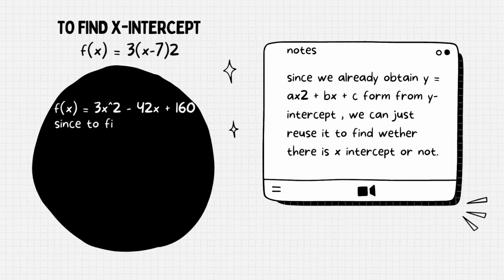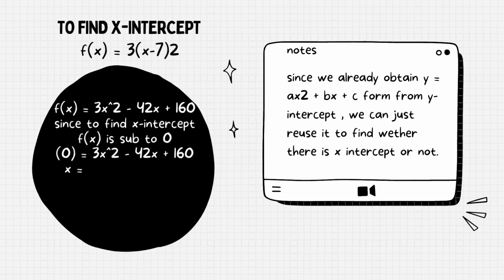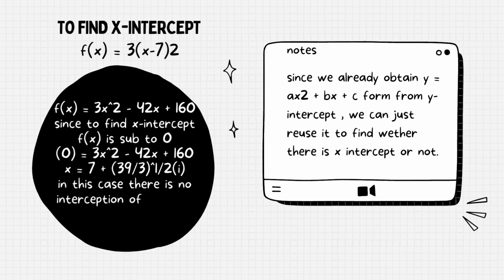Okay, let's continue with the requirement to find the x-intercept of the function. Since we already obtained the parabola form from the y-intercept, we can just reuse it to find whether there is an x-intercept or not. To find the x-intercept, f(x) is set to 0. In this case, there are no intercepts of x within this quadratic equation. So that's all for this type of question. Let's move to the next question.